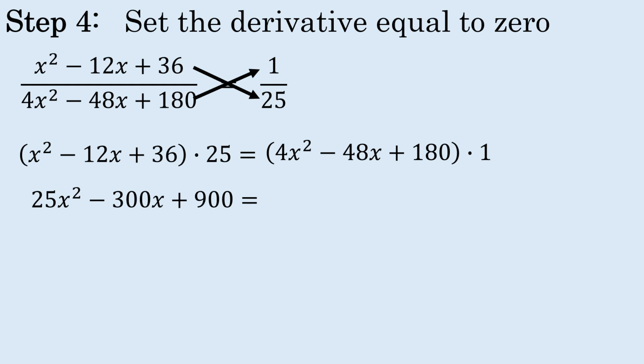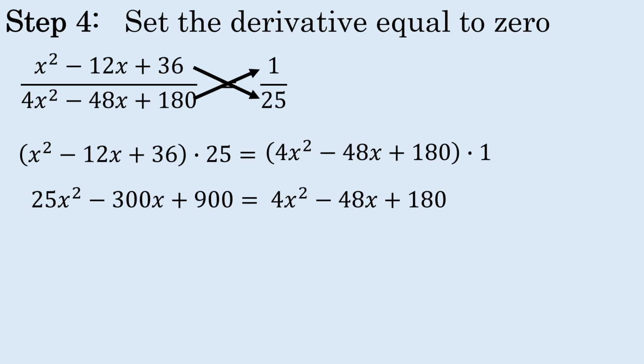The numbers will get pretty large in this problem and often do in optimization problems. 25 times the quantity of x squared minus 12x plus 36 is 25x squared minus 300x plus 900. I'll drop the parentheses and the factor of 1 on the right side of the equation.